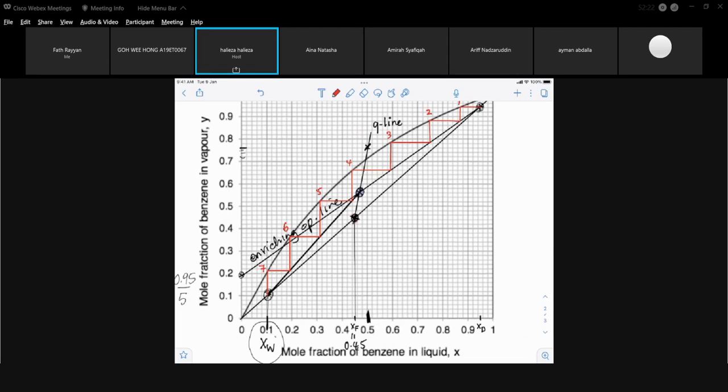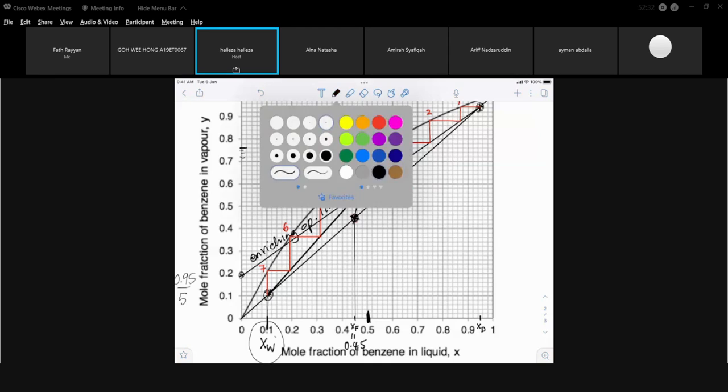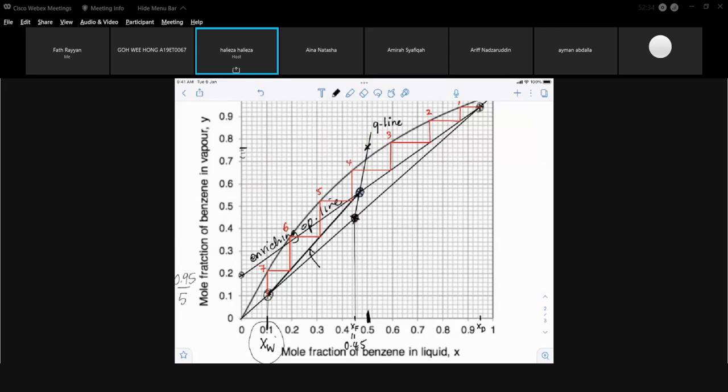And where is my feed tray? My feed tray is the step or the stage where I start to shift from the enriching line to my stripping line. So let's write where is my stripping line. This is my stripping line. And which tray is my feed? That tray is my feed tray. Why? Because that is where I shifted from my enriching operating line to my stripping line. So my number of theoretical stages is equal to 7 stages.